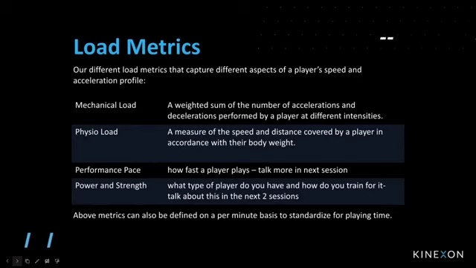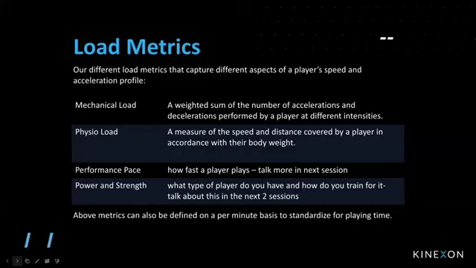Some people, again, still just like to look at distance, that's fine. But at Connexon, we like to break down our metrics into mechanical load and physio load. Those are our mainstay ones because we add a little bit more to them. We have the weighted sum of acceleration and deceleration for mechanical load instead of just straight counting accelerations and decelerations. We weight them.